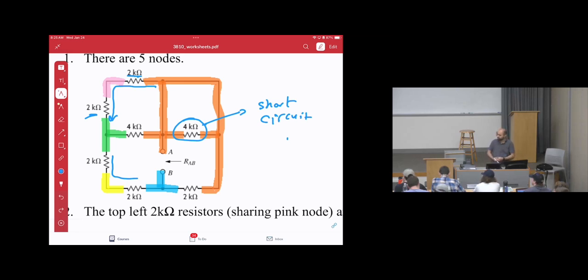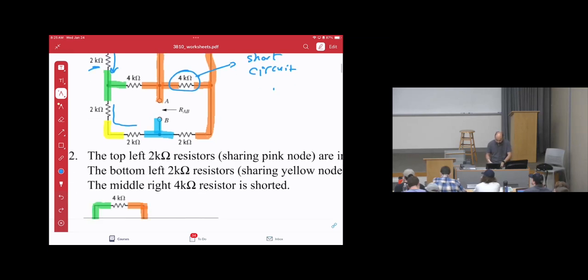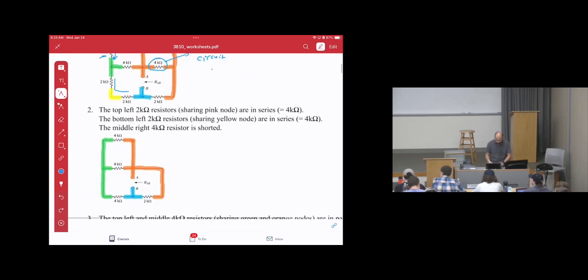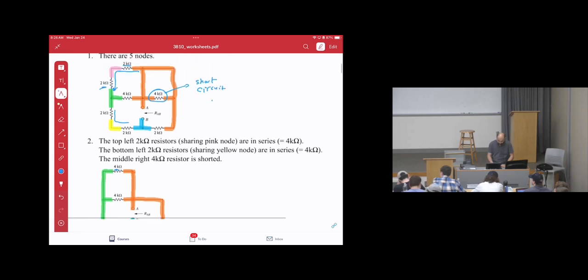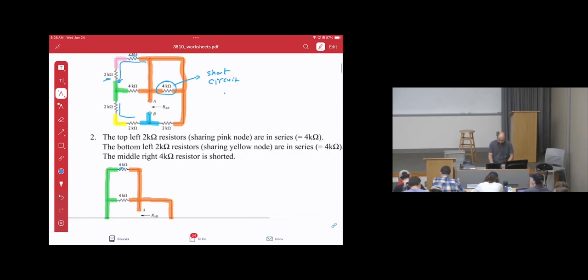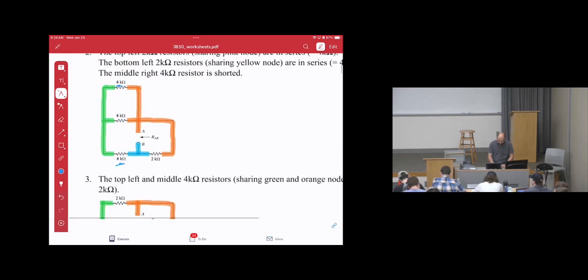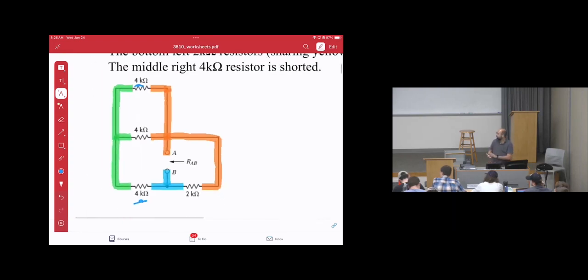Now, I'm ready to redraw the circuit. So, 2 kilo ohms plus 2 kilo ohms equals 4 kilo ohms. So, that's the equivalent circuit. Redraw the circuit and relabel the nodes. So, this is the 4 kilo ohms, 4 kilo ohms. The short circuit, which means we have erased the 4 kilo ohms because of the short circuit. So, this is the new circuit. Then relabel the nodes.